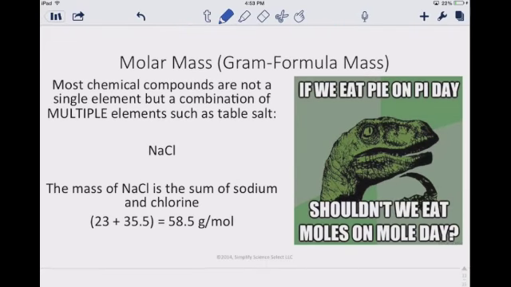Now, jumping into molar mass. Molar mass, we call this gram formula mass. It's the amount of mass in 1 mole. Most chemical compounds are not a single element, but a combination of multiple elements, such as table salt, which is NaCl. So to find the gram formula mass, we have to add up the mass of sodium and the mass of chlorine. So sodium has a mass of right around 23, and chlorine is right around 35.5. We add those together because we have 1 sodium, 1 chlorine, and we get 58.5 grams per mole.